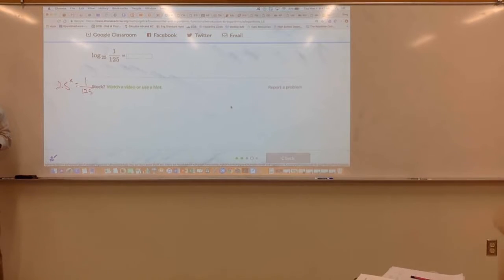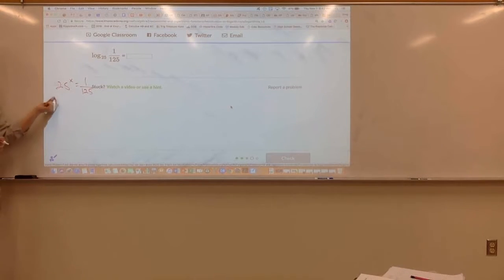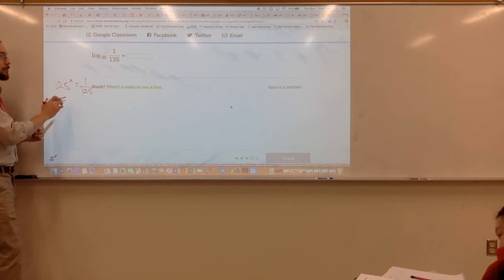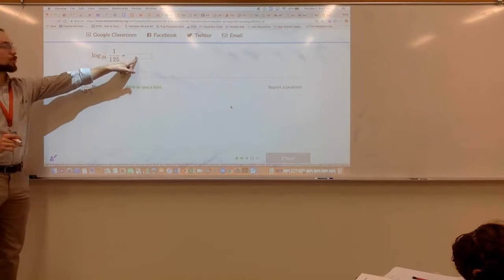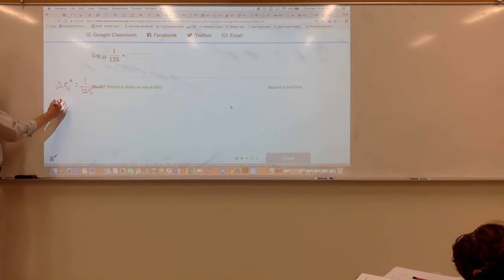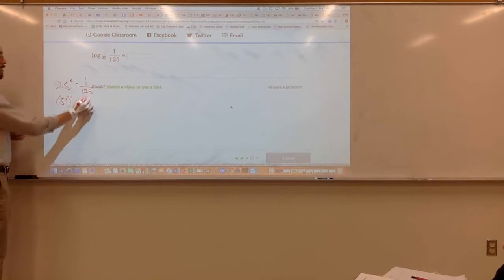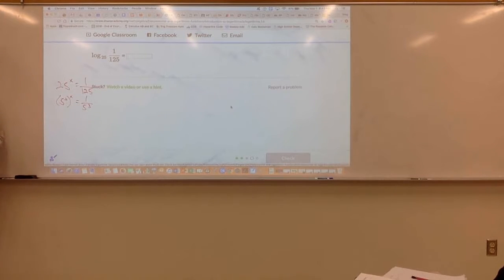What we need to do here is look for something that can be raised to a power to get both of these numbers. So when I set it up like that, this is equal to x. We can think about it like this: we're trying to find 25 to what power equals 1 over 125. So we want to think about making this 5 squared. We want to break this down into the same base. We want to get both of these numbers with the same base.